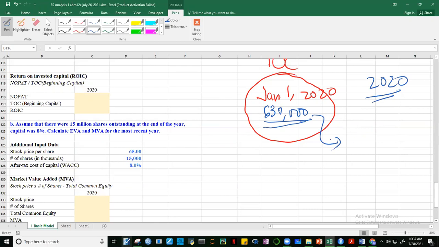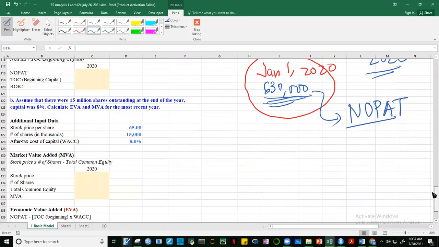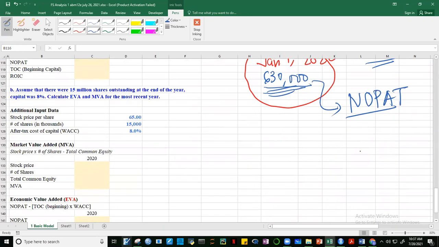This beginning capital of 630 generated something for operations, for management. What we will look at, guys, is how much NOPAT was generated. They were given 630 of TOC, Total Operating Capital. How much NOPAT did they generate? Give me a figure, guys. How much was operating profit for 2020? 59,520. Yes, thank you Shaira.